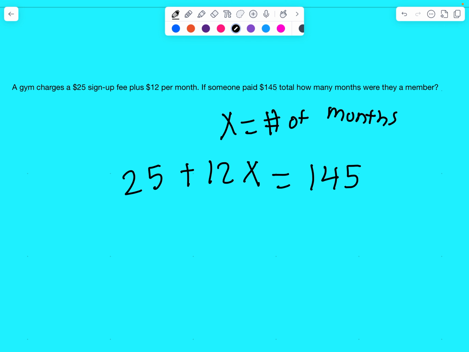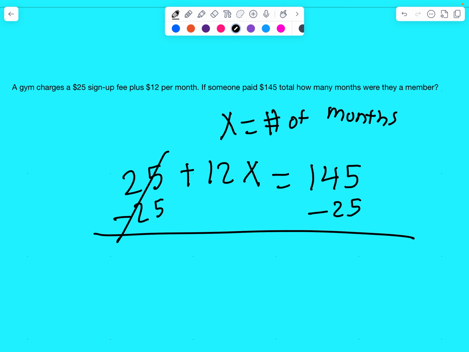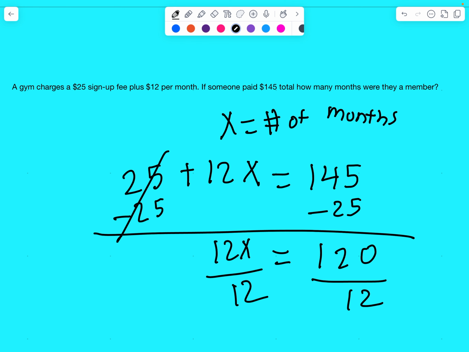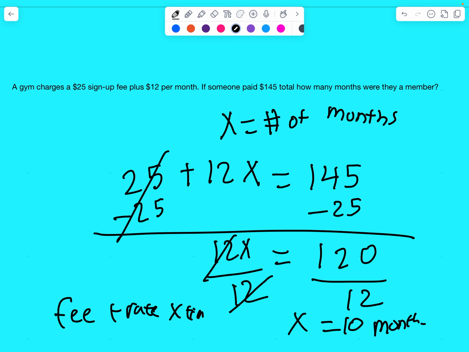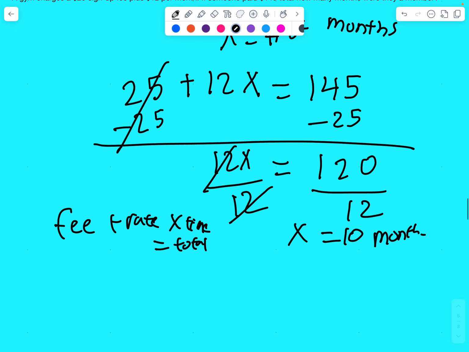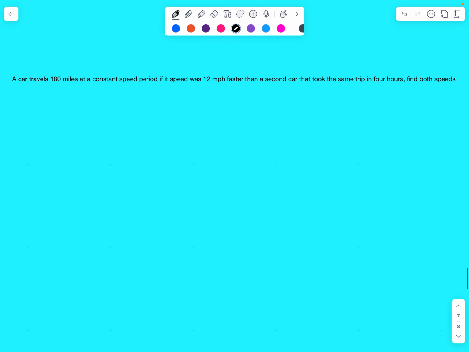All right? So let's do the math, right? We set up our formula. I'm going to minus both sides by 25. That'll cancel out, and then I have 12x. I just brought that down. 145 minus 25. What's 5 minus 5? 0. What's 4 minus 2? 2. Bring down the 1. We have 12x equals 120. Divide both sides by 12 to get x alone. I got x is equal to 10. Okay? They were a member for 10 months. It's like fee plus rate times time equals your total. That's essentially how you do those things. Okay, let's try this one.